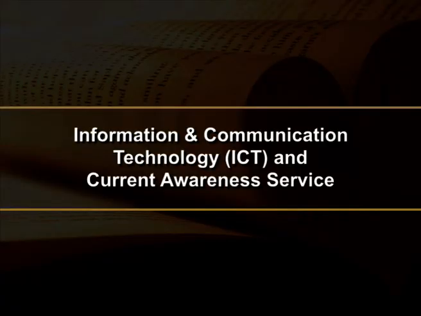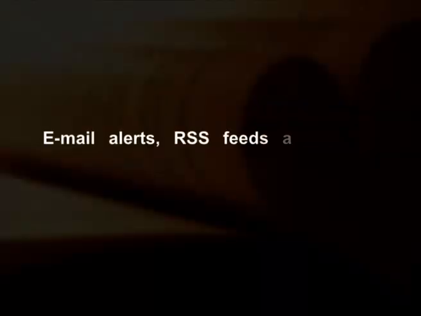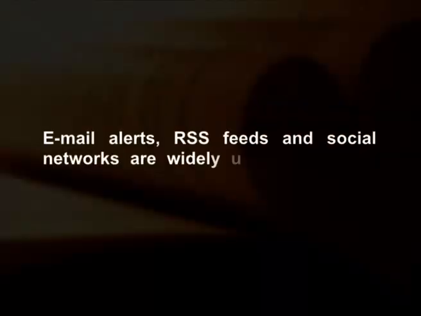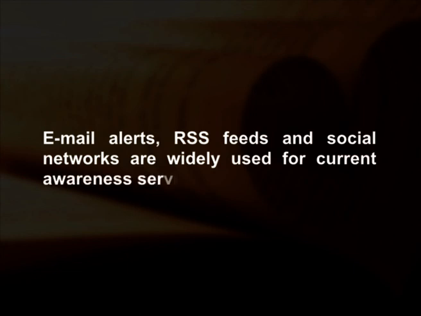Information and Communication Technology and Current Awareness Service. Information and communication technology is widely used not only for housekeeping operations of libraries and information centers, but also for information services such as current awareness service and selective dissemination of information service. Email alerts, RSS feeds and social networks are widely used for current awareness services in libraries.